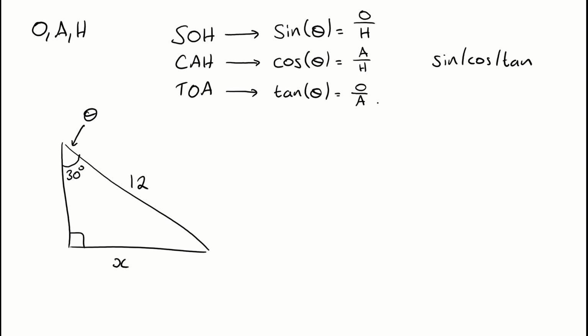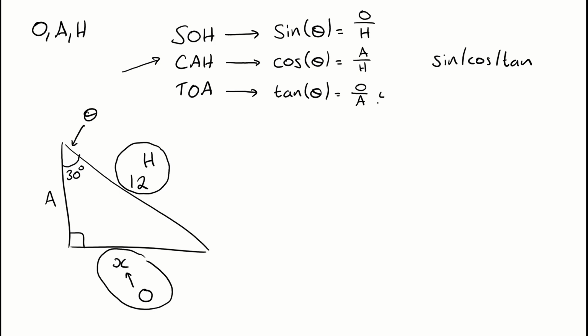Okay, so let's label what our sides are. Because my theta is up the top, remember this would be my hypotenuse side, this bit here would be my opposite side, and this side here would be the adjacent. Now the only two sides which are of interest to me here are my hypotenuse, my 12, and my opposite, which is my x. Okay, so they're the only two sides of interest. So what I need to do now is come up here to my acronyms, and find which one incorporates the opposite and the hypotenuse.